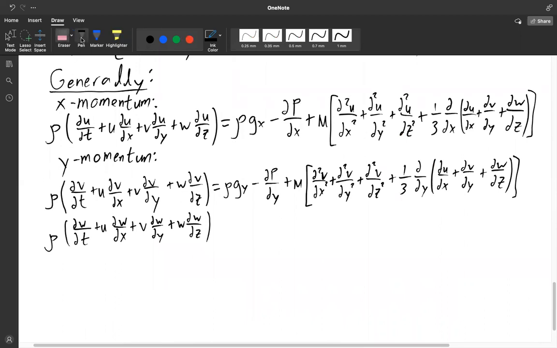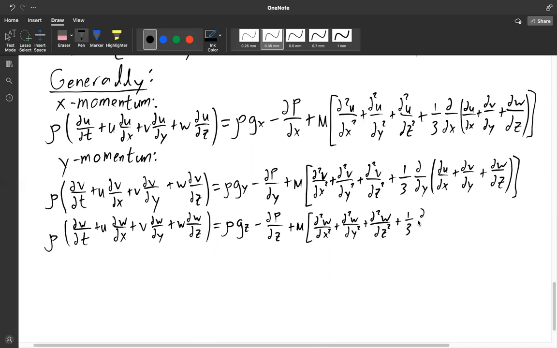All right, so continuing on with this equation, we have rho g_z, gravitational acceleration in the z direction, minus partial p, partial z, plus mu times (partial squared w, partial x squared plus partial squared w, partial y squared plus partial squared w, partial z squared) plus 1/3 partial z (partial u partial x plus partial v partial y plus partial w partial z).